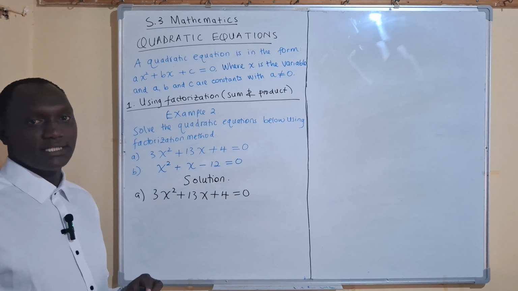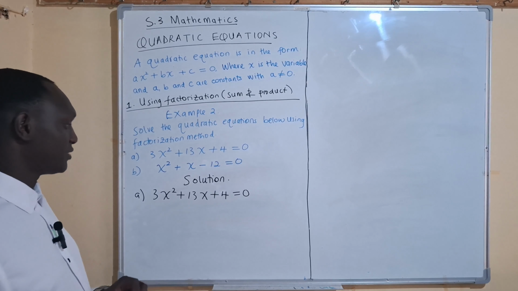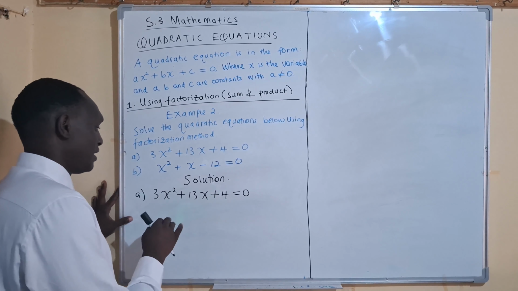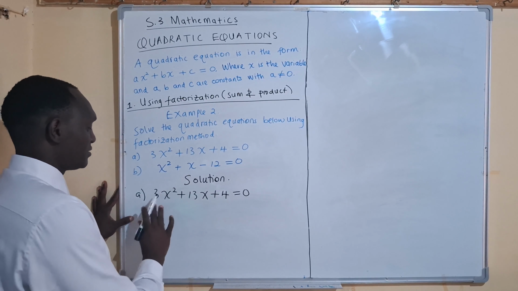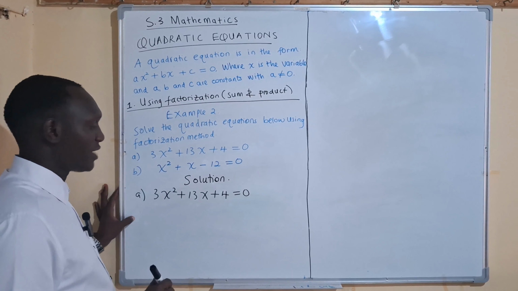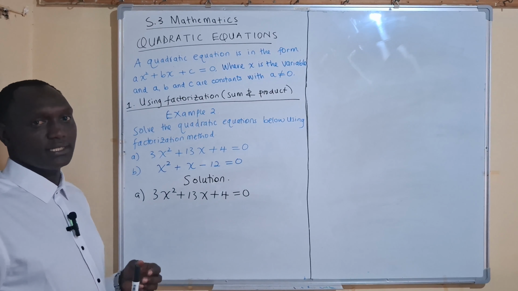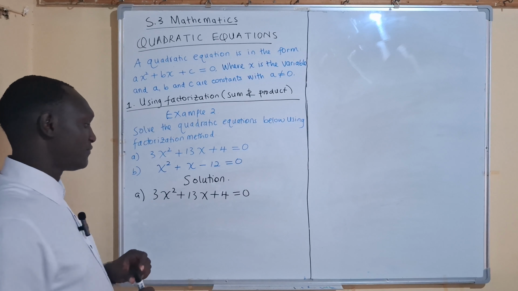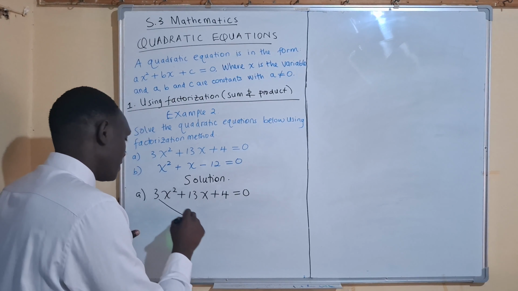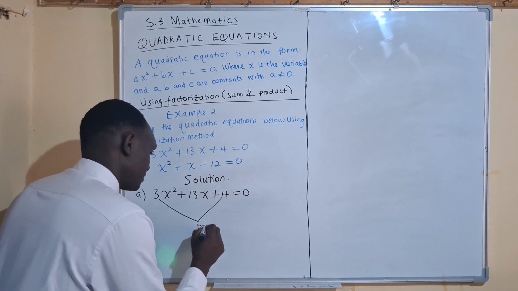What is the number one step that we take when we are solving quadratic equations by factorization? If you look here, there are three terms: 1, 2, 3. There is no way we can factorize three terms. So what we do is create an additional term so that there are 4 terms. The first step to doing that is you get A times C and you call it the product.